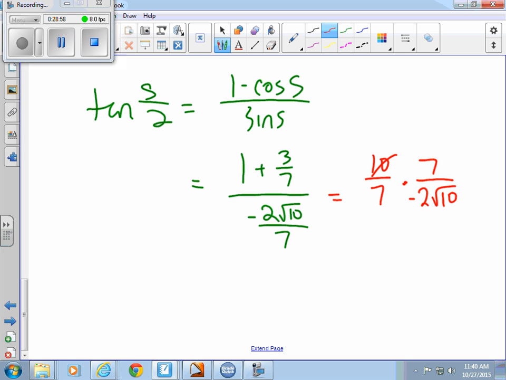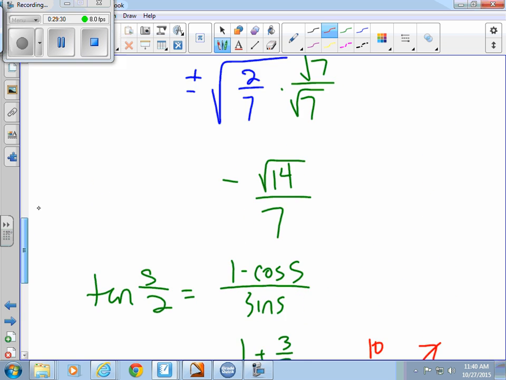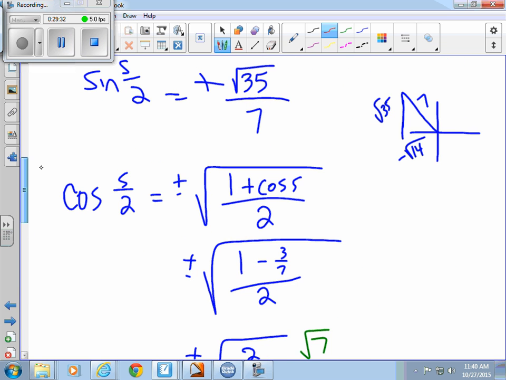Some may cancel, but not that. The 7's cancel, 10 and the negative 2 reduce to negative 5 over the square root of 10. And then I can rationalize that to get negative 5 square root of 10 over 10, which yet again reduces to negative square root of 10 over 2. Yep. So let's go see if our other way would have worked the same.